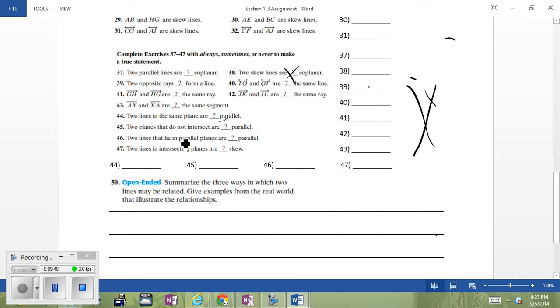Number 46, let's take a look at this. Two lines that lie in parallel planes are parallel. Do yourself a favor: draw two lines on two sheets of paper and hold the papers up. Are the lines parallel? Well, check for yourself. Sometimes, but not always. So I would say sometimes. Hopefully that gives you a better understanding of that.